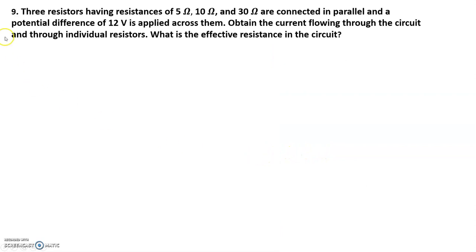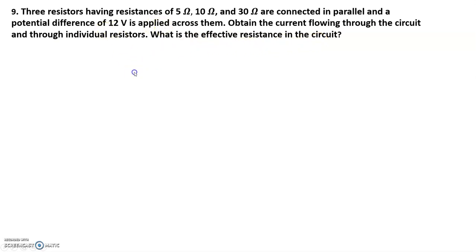Let's do the 9th sum. Three resistors having resistances of 5 ohms, 10 ohms and 30 ohms are connected in parallel and a potential difference of 12 volt is applied across them. Obtain the current flowing through the circuit and through individual resistors. What is the effective resistance in the circuit?